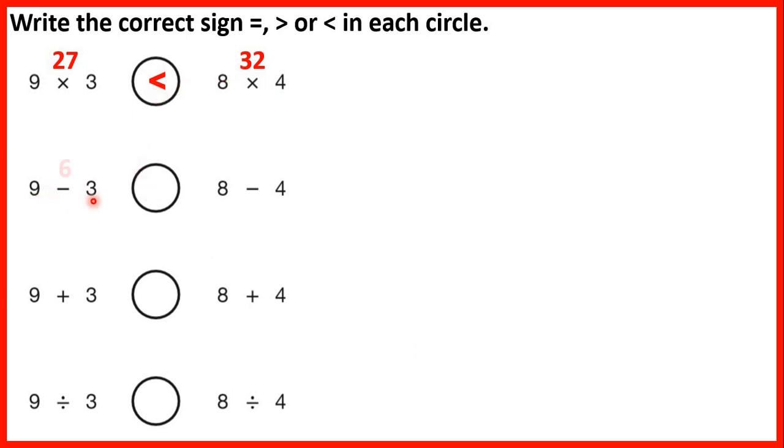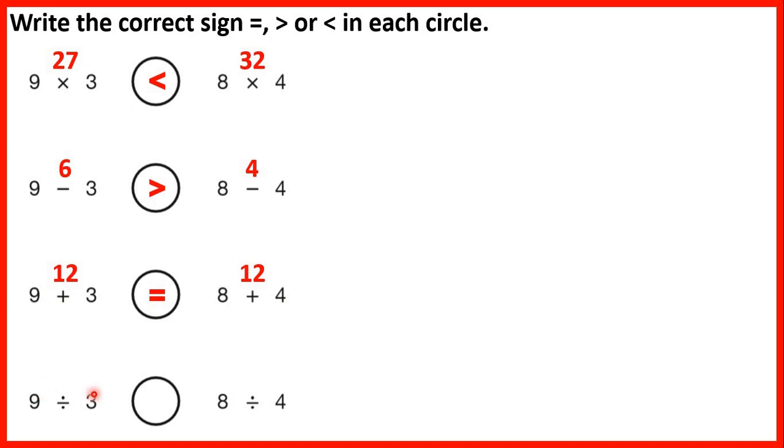Now 9 minus 3 is 6, and 8 minus 4 is 4. So 6 is greater than 4, so 9 minus 3 is greater than 8 minus 4. 9 plus 3 is 12, and 8 plus 4 is 12 as well. So that means 9 plus 3 is equal to 8 plus 4 because we have the same on both sides.